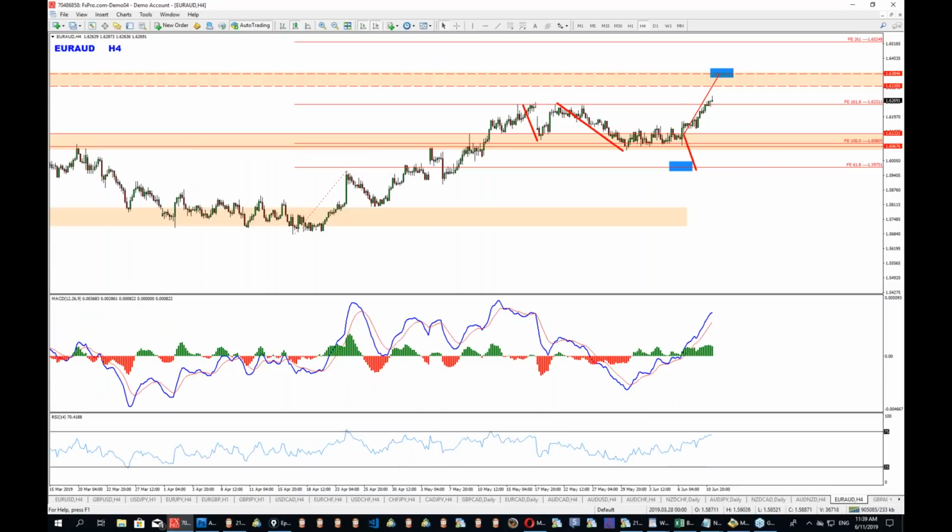Euro Aussie is another fellow which is following our plan. Well, guys, I told you this move here, everyone got excited, but it's just not an impulsive move. Okay, it doesn't fit the idea. It doesn't break the levels.